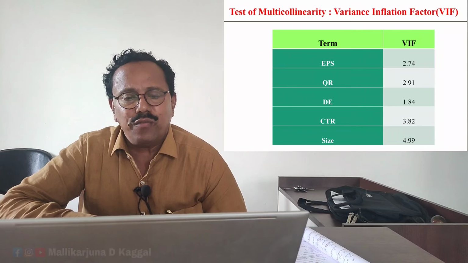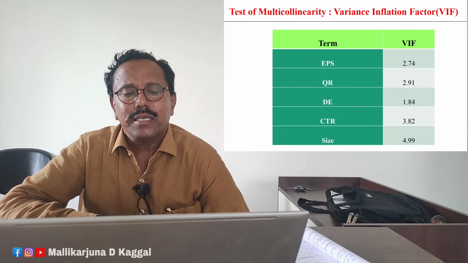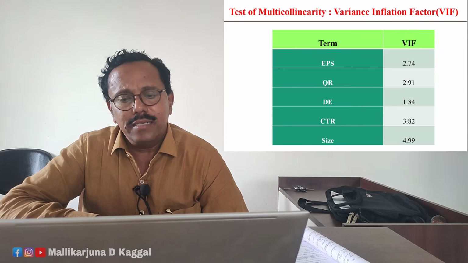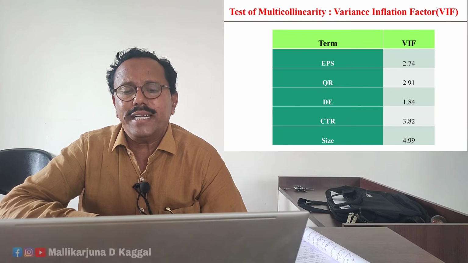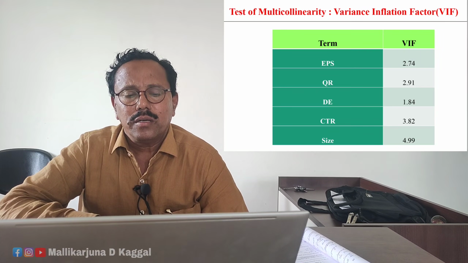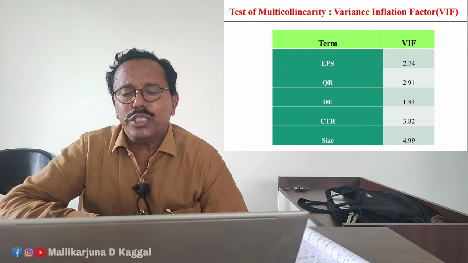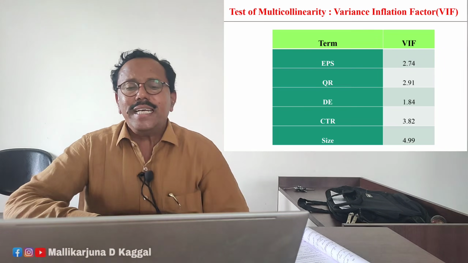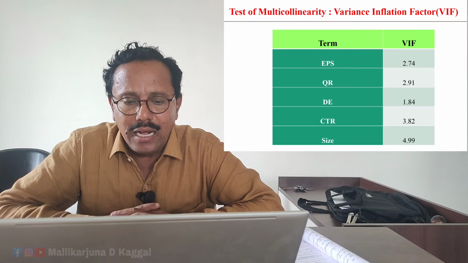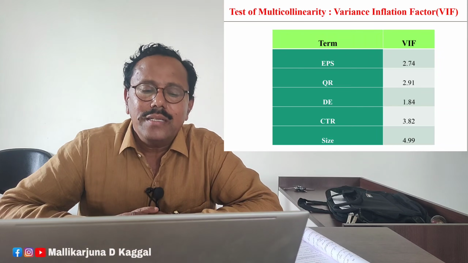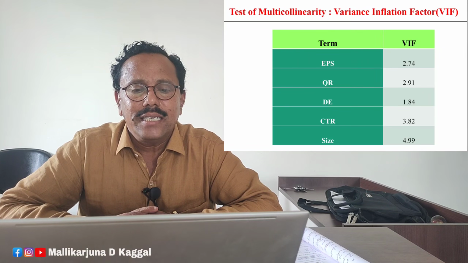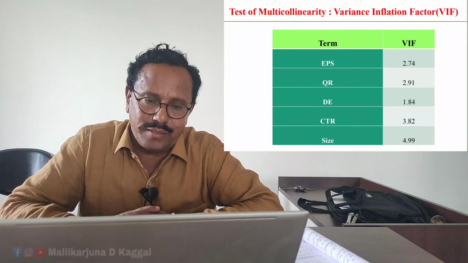When I took those 12 variables for calculation of VIF, we found only 5 variables whose VIF is less than 5. EPS has 2.74, which is low collinearity. Quick ratio has 2.91, also low collinearity. Debt equity ratio 1.84, creditor turnover ratio 3.82, and size is 4.99. With this, I came to the conclusion that these 5 independent variables are suitable for the estimation of determinants of dividend policy.